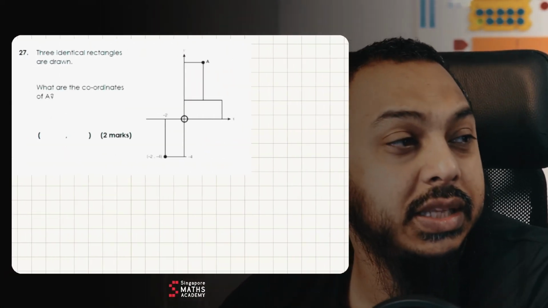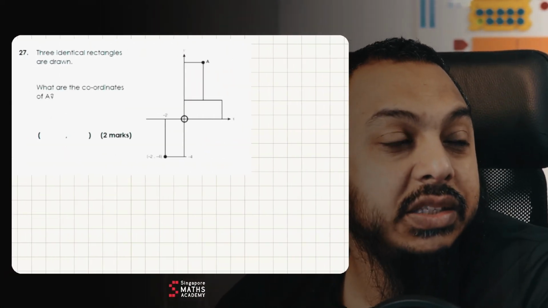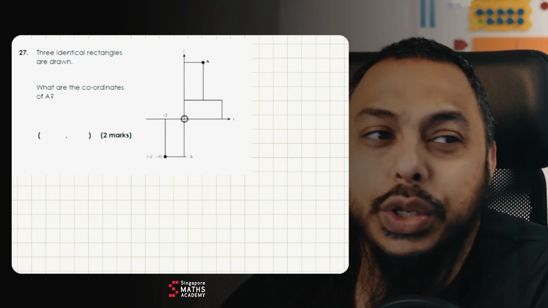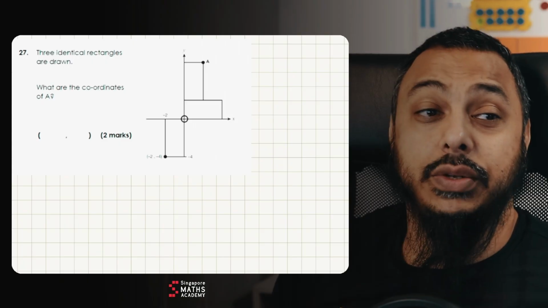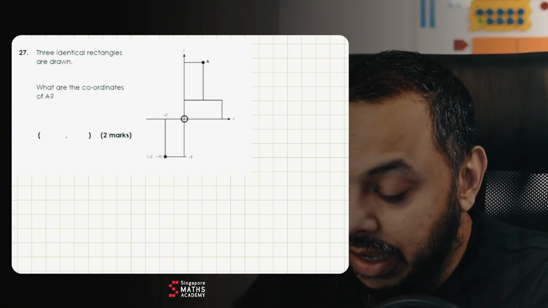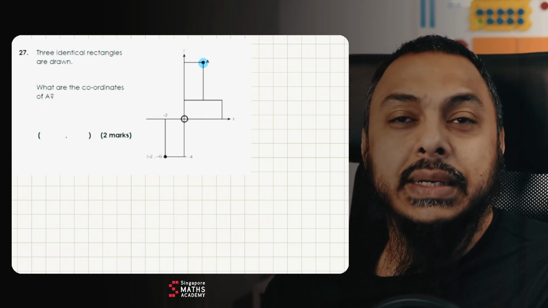Today we're going to look at another coordinate example. This time it's going to be slightly more challenging. Okay, are you ready for this? Let's go and see the question itself. 3 identical rectangles are drawn. What are the coordinates of A is the question. That looks pretty challenging, right? We're trying to work out this coordinate.